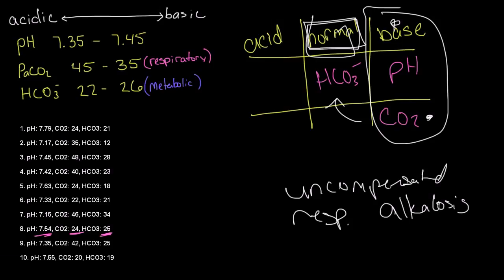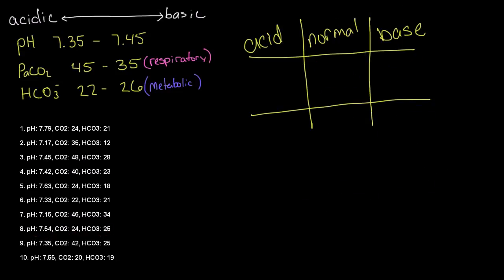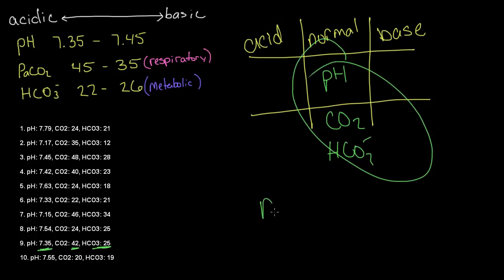Okay, moving on to problem number 9 here. Okay, so problem number 9. pH is 7.35. 7.35 is normal, so pH goes in the normal column. The CO2 is 42. 42 is normal. Okay, so we write down CO2 in the normal column. And our bicarbonate, 25, is also normal. So this is another case of the pH being fine. It's another normal ABG reading.